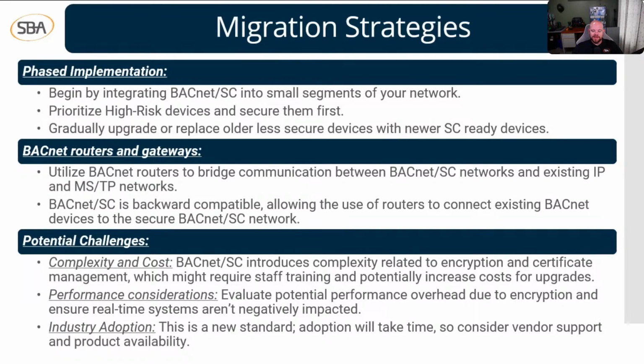Begin by integrating BACnet SC into small segments, and then prioritize the high-risk devices and secure them first. To me, a high-risk device would be something like an access control supervisory device, something that's handling building security, people coming in and out, or alarms or things like that. I would make sure to prioritize those first. Make sure that you upgrade those in your first round of upgrades. Then gradually upgrade or replace older, less secure devices with newer SC-ready devices.